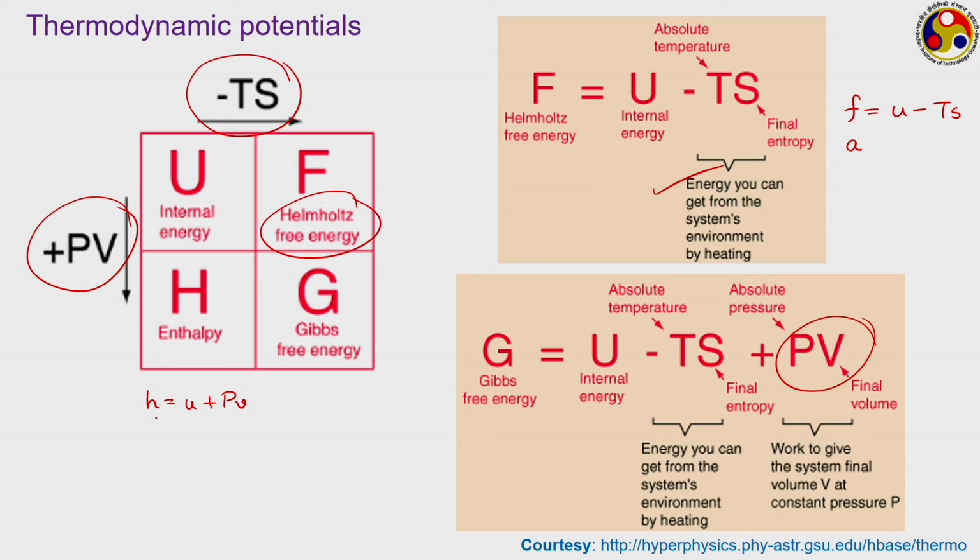Let me summarize this one. H is equal to U plus PV, then F is equal to U minus Ts, and G is equal to H minus Ts, that is U plus PV minus Ts, and these four together are called the thermodynamic potentials of a system. In the analysis that we are restricting ourselves to, we generally have to use U and H, but in certain situations, particularly when talking about chemical thermodynamics, the Helmholtz free energy and Gibbs free energy also come into the picture, because there the amount of energy the system is receiving from the surroundings becomes important.